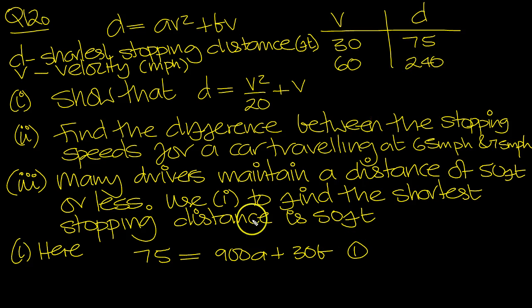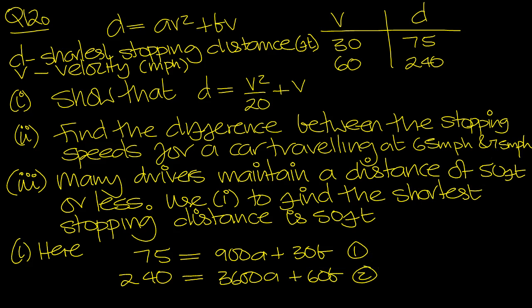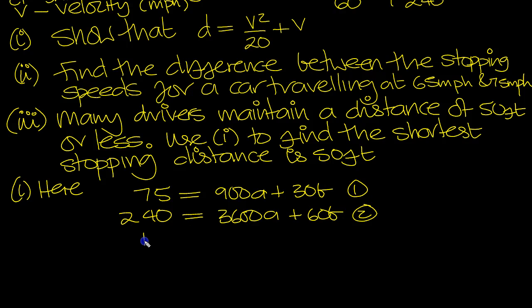The second one, d is 240, is equal to av squared. 60 squared is 3600 times a plus b, v, and v is 60, so that's 60b. That's 2. So let's double the first one and take them away, because then we'll both have 60. So double this one and double this plus double this, and that was just number 1 doubled.